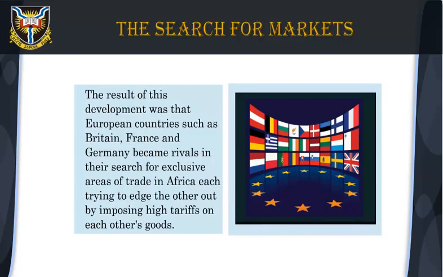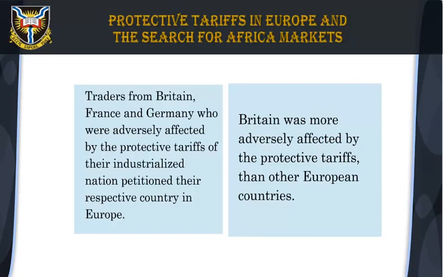The result of this development was that European countries such as Britain, France, and Germany became rivals in their search for exclusive areas of trade in Africa, each trying to edge the other out by imposing high tariffs on each other's goods. Protective tariffs in Europe and the search for African markets.